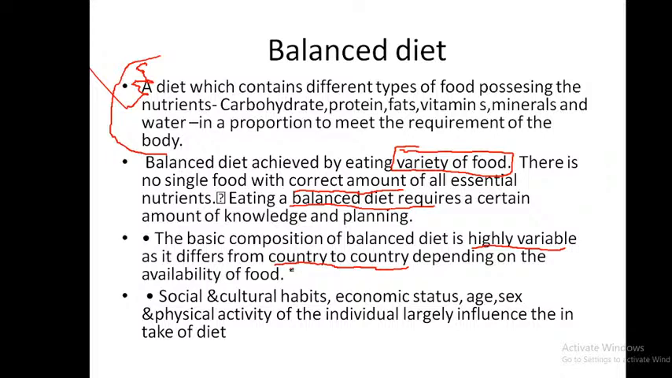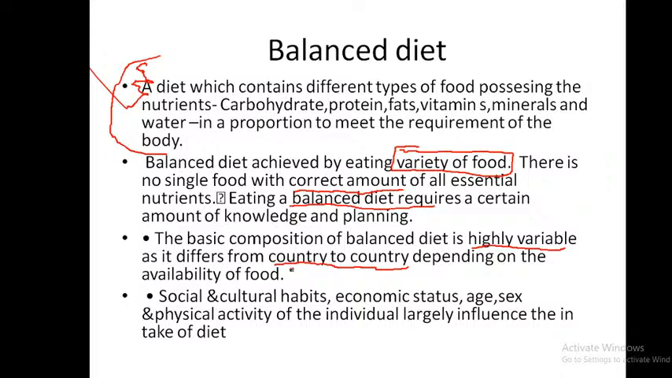So balanced diet is a diet which contains different types or variety of foods possessing nutrients such as carbohydrates, proteins, fats, vitamins, minerals and water. Very important, in a proportion, അളവ്, to meet the requirement of the body. അതാണ് balanced dietന്റെ definition. Different types എന്ന് പറയുന്നത് very important ആണ്. Variety of food, types of food possessing nutrients, carbohydrates, proteins, fats, vitamins, minerals and water in the correct proportion to meet the requirement of the body.